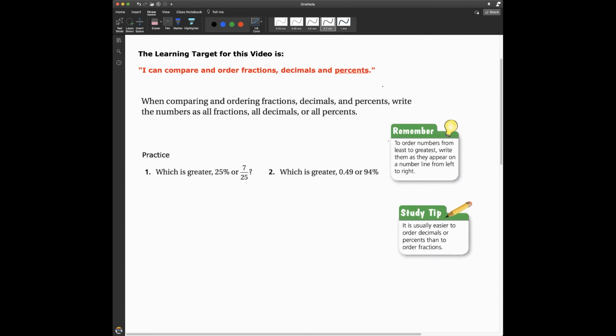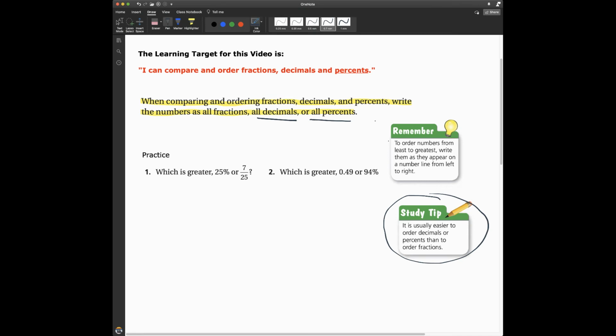Okay, so really the key idea for this section is when you are comparing fractions, decimals, and percents, you have to write the numbers either as all fractions, all decimals, or all percents. And I am going to either write them all as decimals or percents. Okay, and that's what this study tip says. So it's usually easier to order decimals or percents than to order fractions. Because if you want to order fractions, they all have to have the same denominator. You can only compare fractions that have a common denominator.